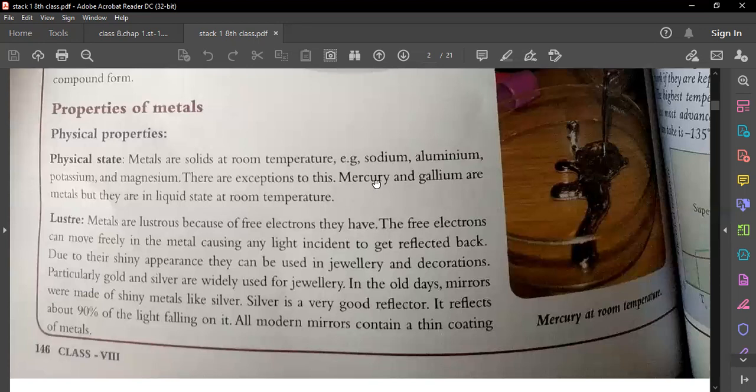Then what is the meaning of lustrous? The shining property. Suppose you cut any metal freshly, now what will happen? The surface of the metal will have a shiny surface, or we can say it will reflect the sun rays. That property is called lustrous. So each and every metal will have its own lustrous or shiny surface.